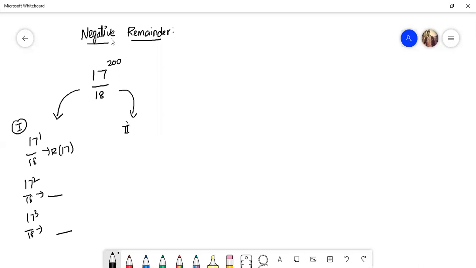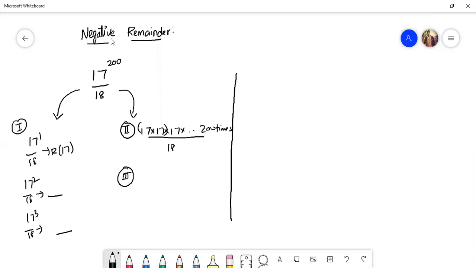There is a second method where we multiply 17 into 17 into 17 and so on, 200 times, and divide this value by 18. Now that is not possible directly, so I should start grouping them. The third one, the easiest one, is going with the concept of negative remainder. Sir, what happens with the negative remainder?